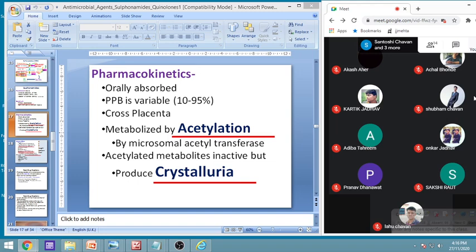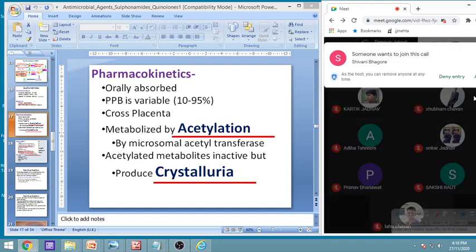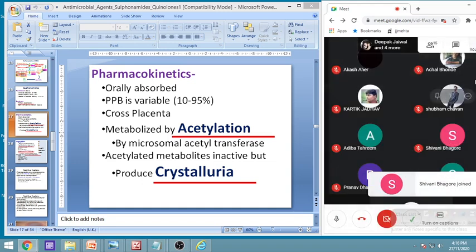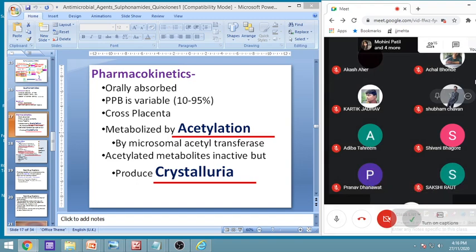Now let us go for the general pharmacokinetics of it. We have seen that this depends on the protein binding and presence in the tissue for a long period of time. On that basis, these can be long acting, short acting, or intermediate acting. All of these are orally absorbed. The plasma protein binding is variable, 10 to 95%. As I told you, those which have more binding will have more activity. They can cross the placenta, so while using in a pregnant female, care has to be taken.